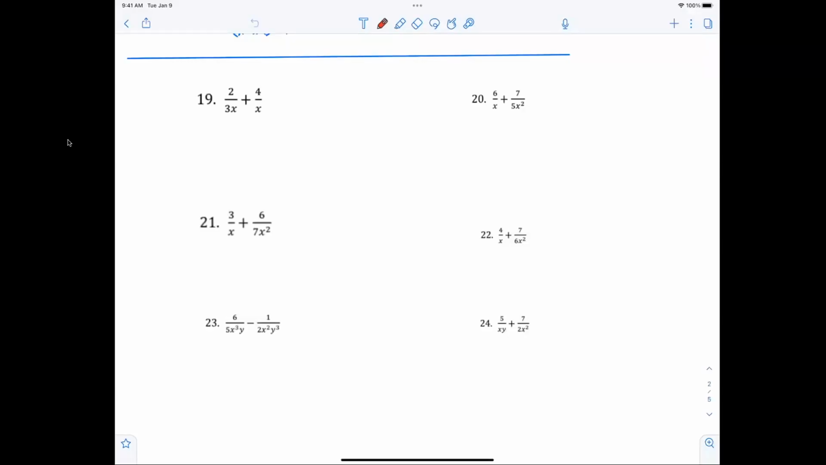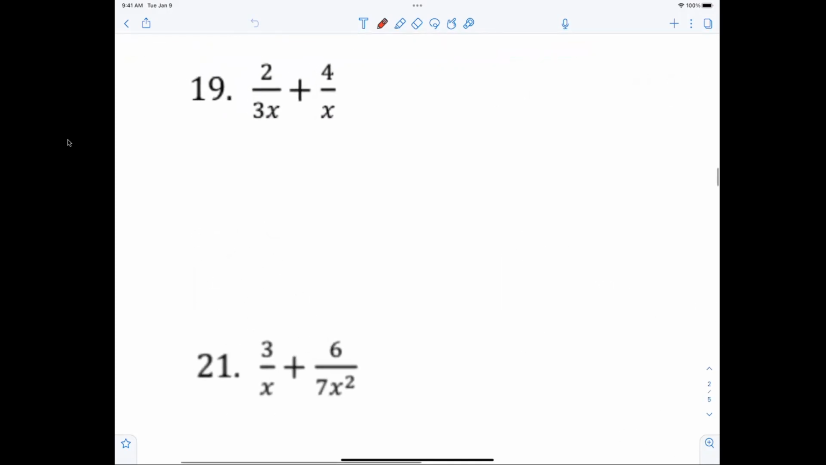All right, let's look at number 19. Does everybody agree there's no way to add those at the moment, right? Yeah. So we have to make a what? Yes, thank you. We have to make a common denominator. So what do I want the fraction on the right? What do I want that denominator? I need that to be 3x, right? So all I have to do is multiply the second fraction by what?